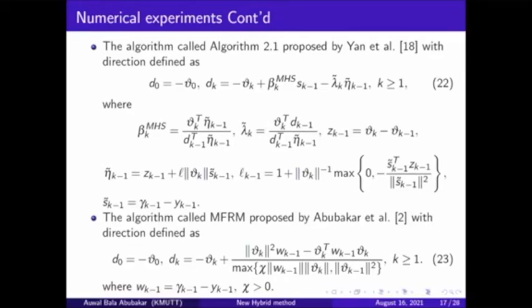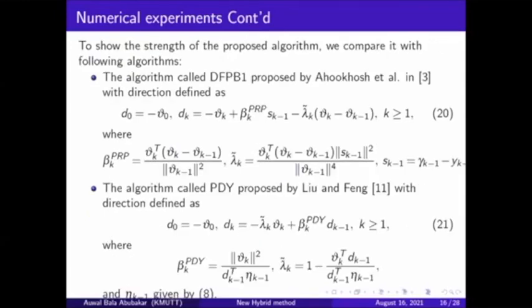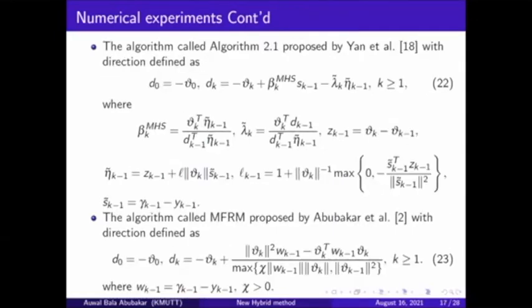Why we choose these 4 algorithms is because the first one is PRP-like, and PRP is one of our special cases. The second one, PDY, is directly a special case of our algorithm. The third one is very similar to the third special case of our algorithm. And the last one is an FR-like method, that is Fletcher-Reeves. So we also consider it because we have PRP, DY, HS, and FR as special cases.